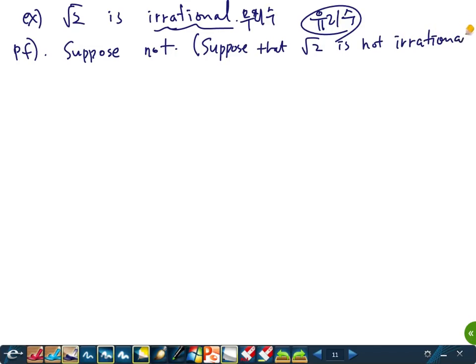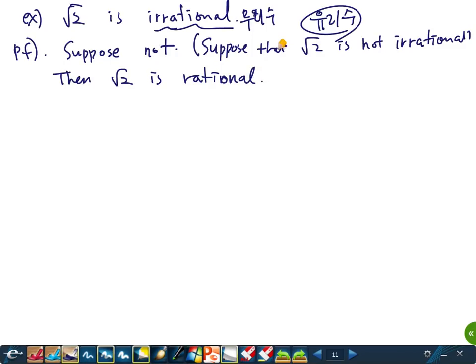Because it takes time to write this all the time, just say, suppose not. Suppose the conclusion is not true. And if you can find the contradiction, then this will be proved. So then what is that? We know this is a real number. A real number that is not irrational, then square root of 2 is rational. Because we assume that it's not irrational.